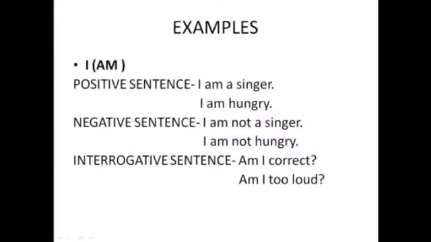Now, let's look at some examples to understand it better. For the subject I, as I told you, you should use am. So, in case of a positive sentence, you can say, I am a singer. I am hungry. For negative sentences, you can say, I'm not a singer. I am not hungry.